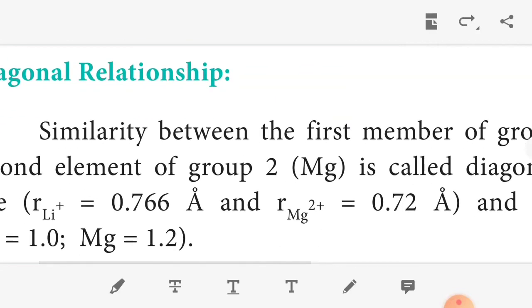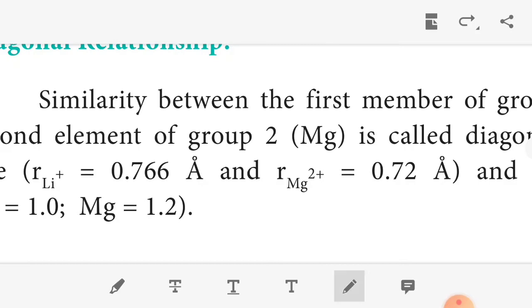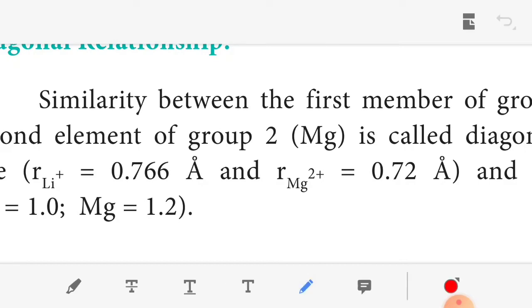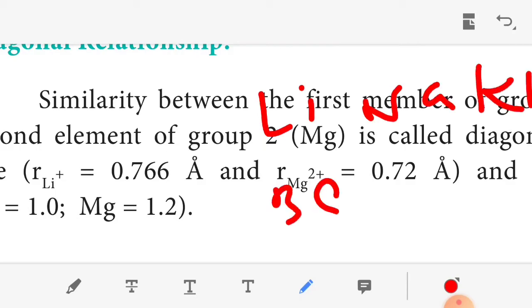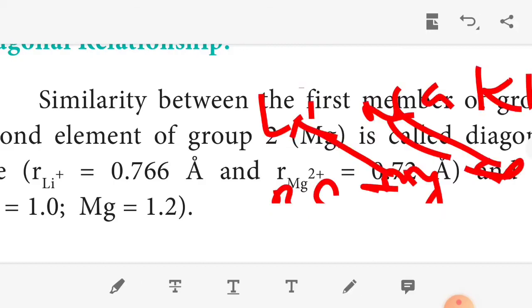Then the next topic is diagonal relationship. We already studied this in the periodic classification lesson. Lithium, sodium, potassium, rubidium, and here beryllium, magnesium, calcium. The relationship between lithium and magnesium is called a diagonal relationship. Then sodium and calcium also. This is called a diagonal relationship.